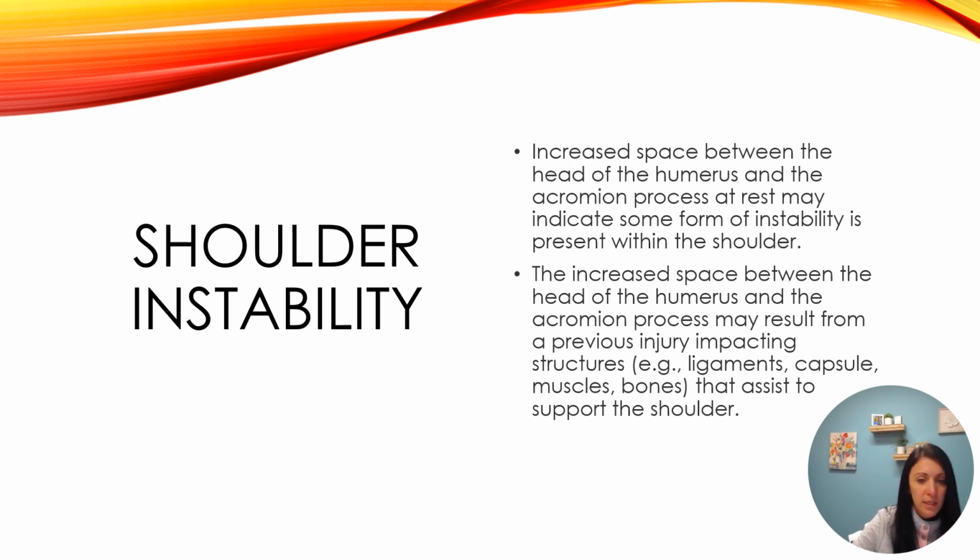So a lot of times you'll see this separation, especially for someone that has had a stroke. You might see where the shoulder looks, you can almost see the gap in between the humerus and the acromion for that shoulder instability.